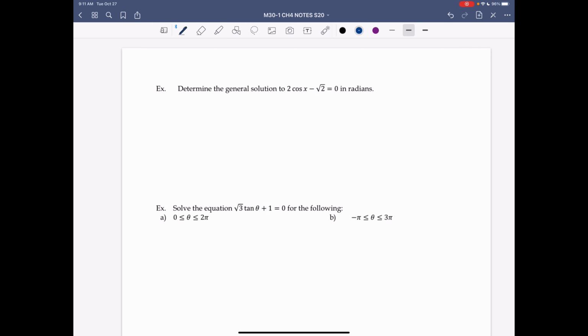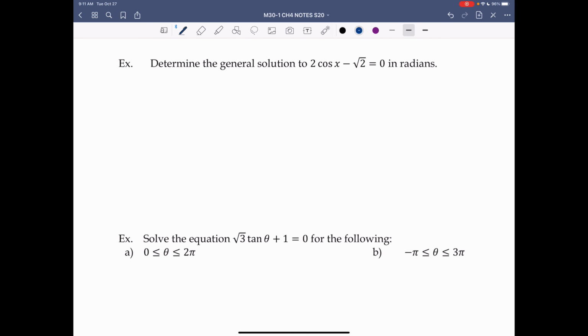Determine the general solution to 2 cos x minus square root 2 equals 0. Again, we can change this x to theta for the time being. We want to isolate cos theta, so we're going to add root 2 to both sides. Then we get 2 cos theta equals root 2. Divide by 2, and we get cos theta equals root 2 over 2.